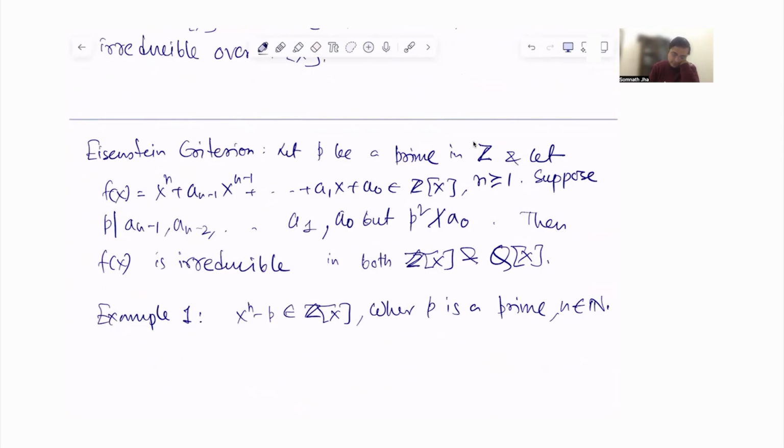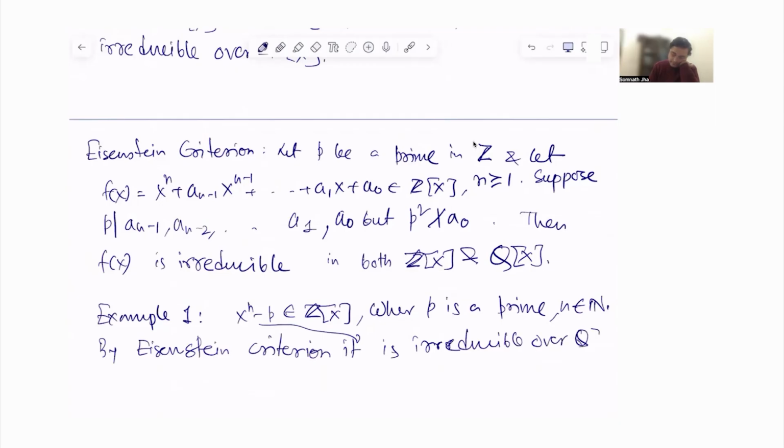So by the Eisenstein criterion, it is irreducible over, in fact, Q[x], by the Eisenstein criterion and Gauss lemma. Okay.